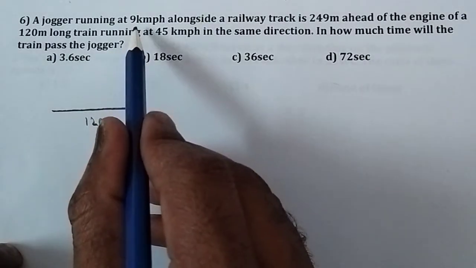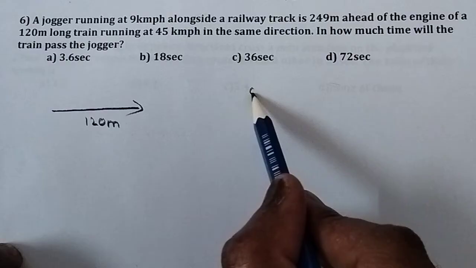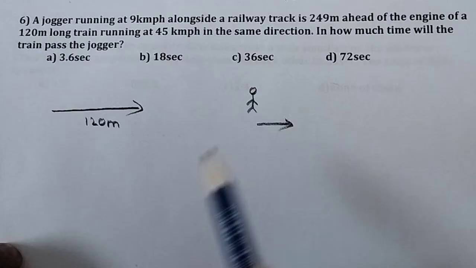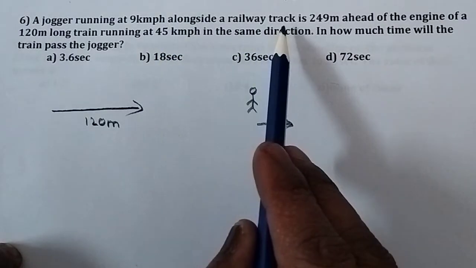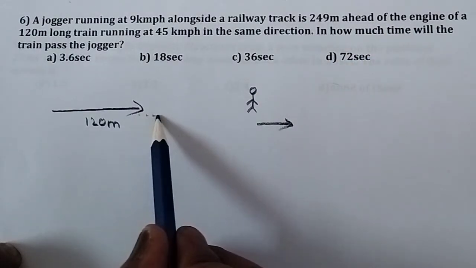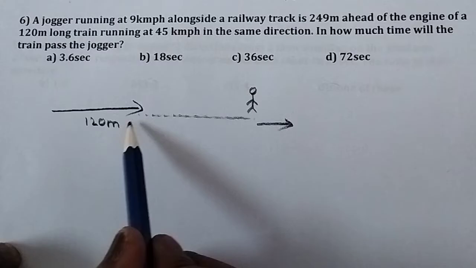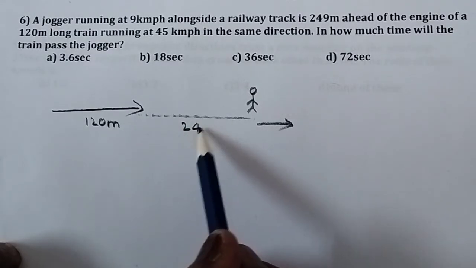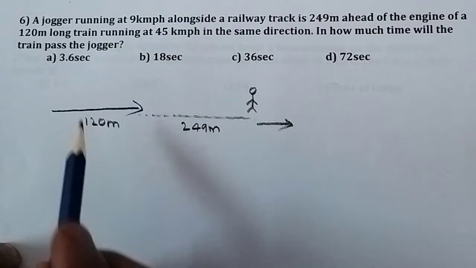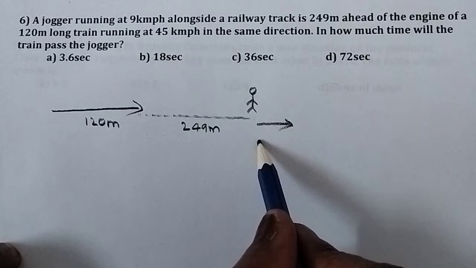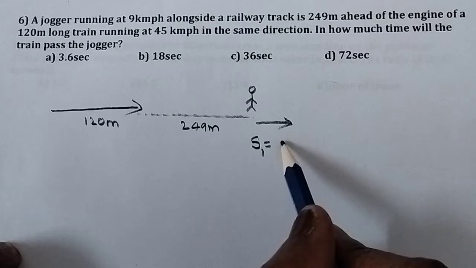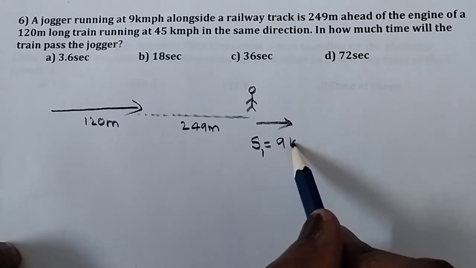A jogger running at 9 kilometers per hour. There is a person here. He is jogging in this direction alongside the railway track, 149 meters ahead of the engine. This is the engine. Now the distance between that jogger and that engine is 149 meters. The jogger is running with the speed of S1, I'm taking 9 kilometers per hour.